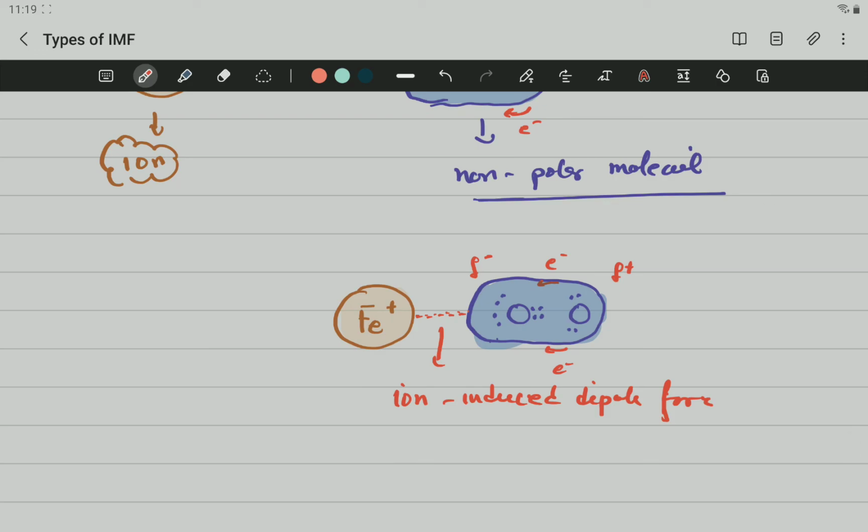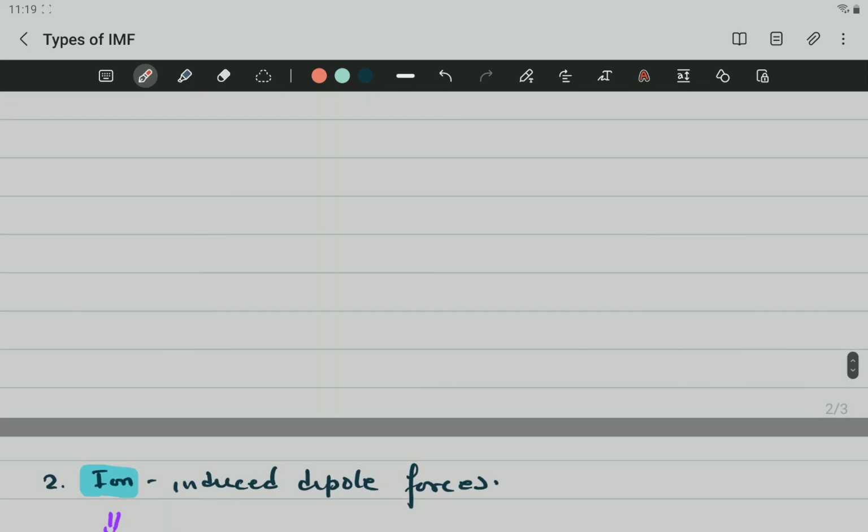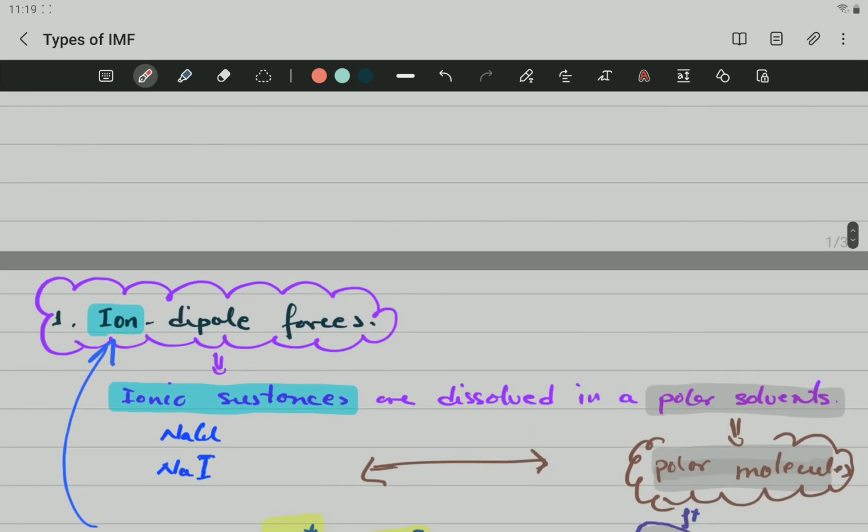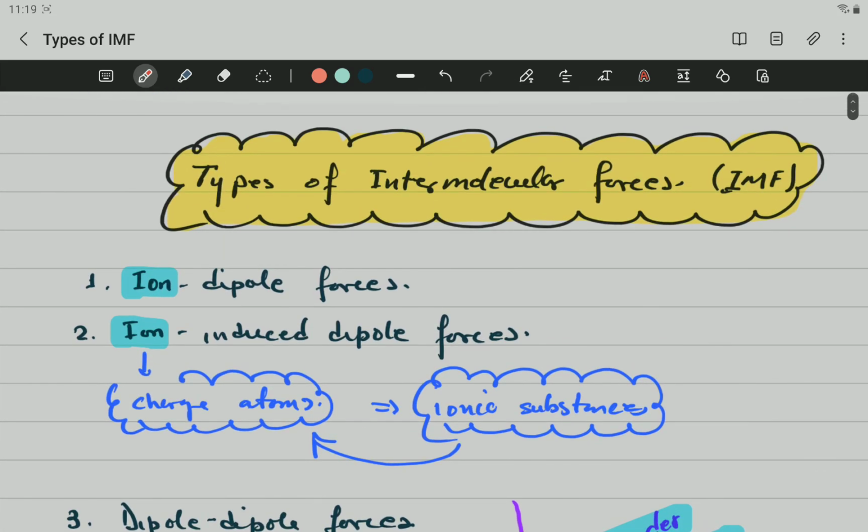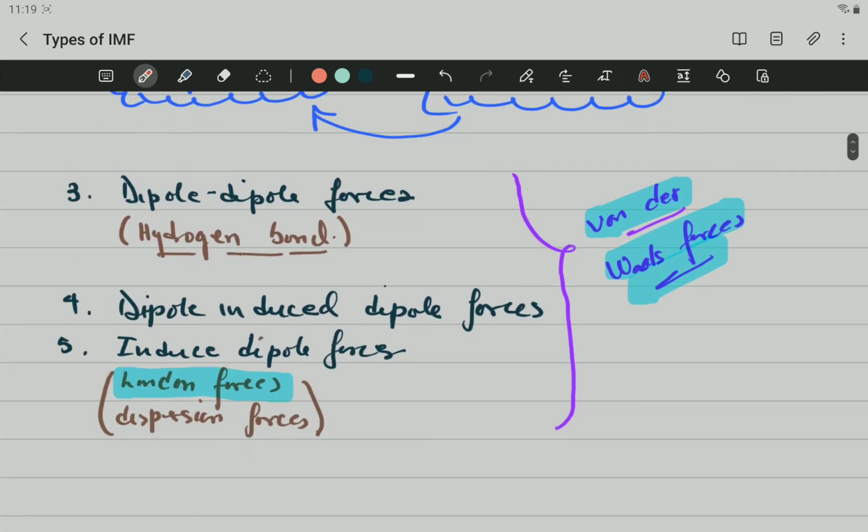I hope this one helped. We're going to stop here. We later on will make another video related to the other type of forces, the van der Waals, but this one I think is already 14 minutes, so we must stop right here.